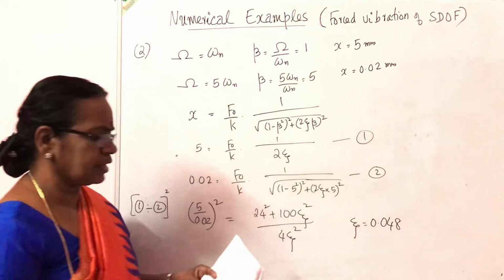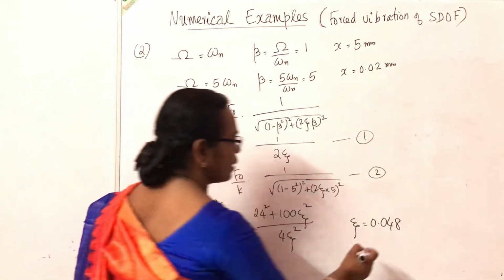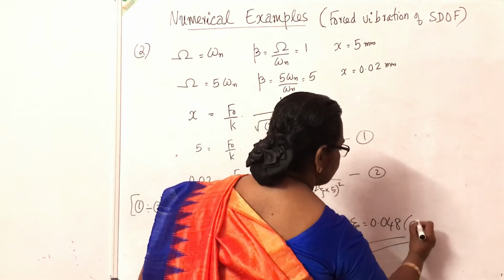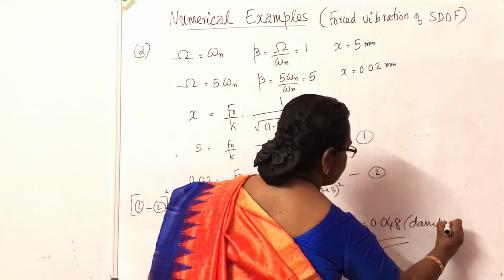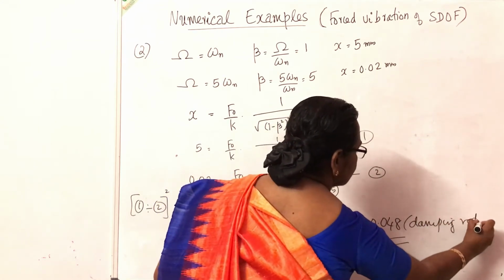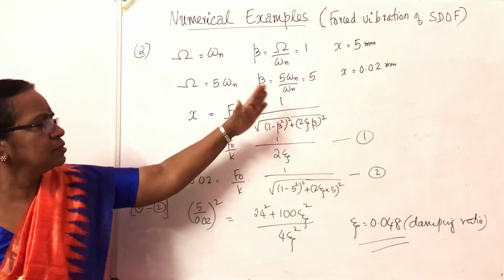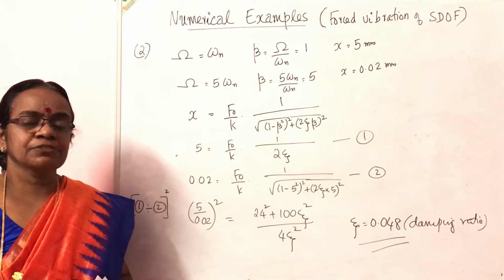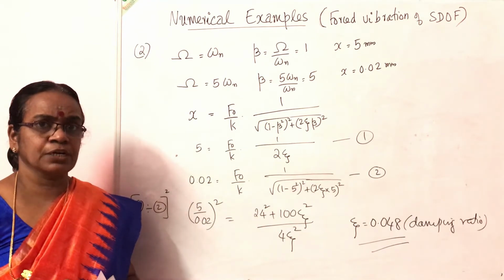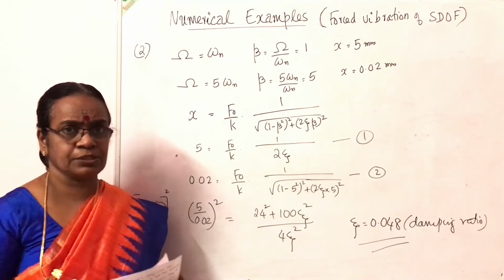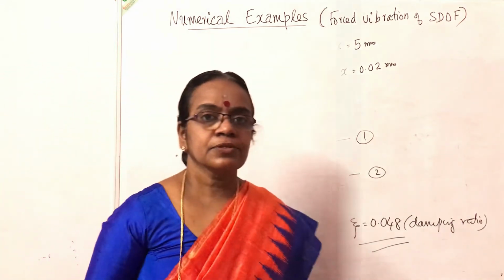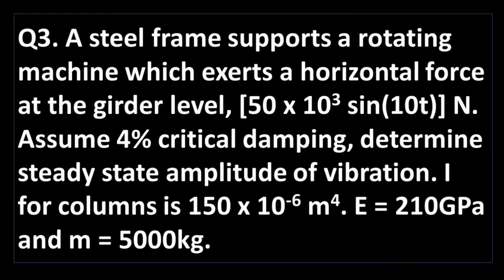You are asked to find the damping ratio of the system. So the damping ratio is 0.048. Simply based on this equation, the magnification factor expression, if you know it, you can do all the examples in this forced vibration. So next, question number 3.